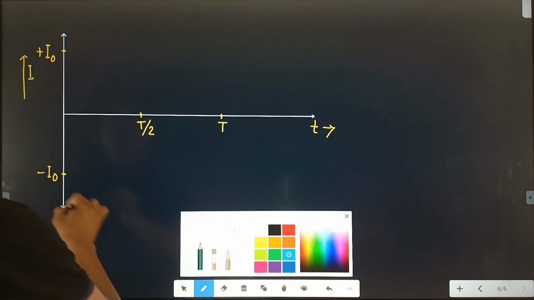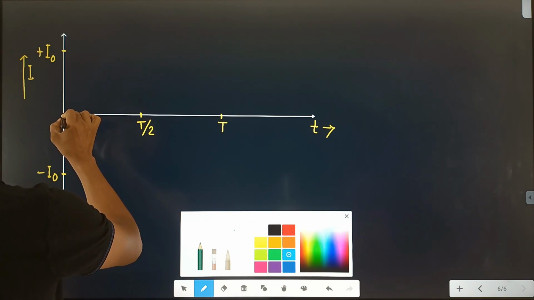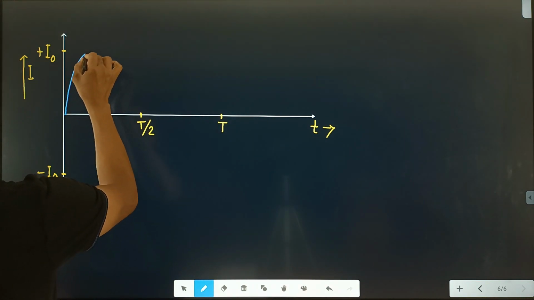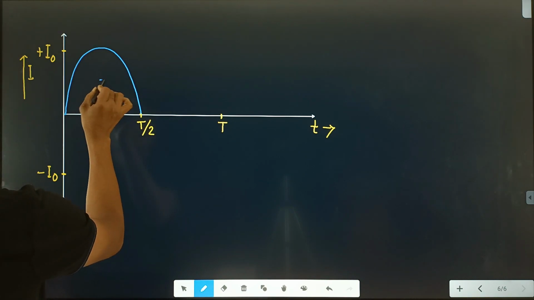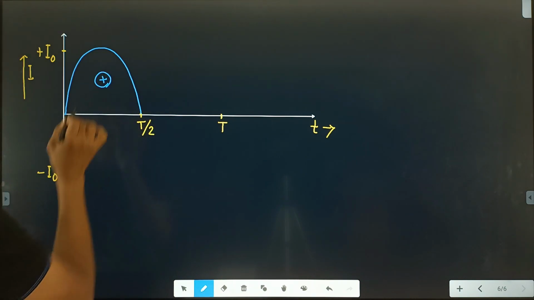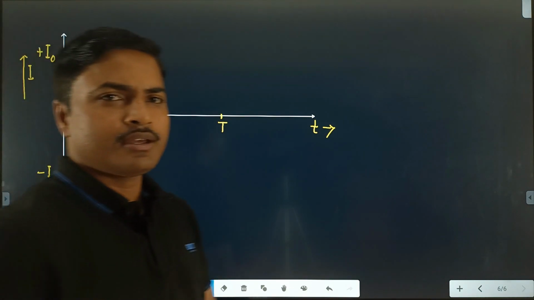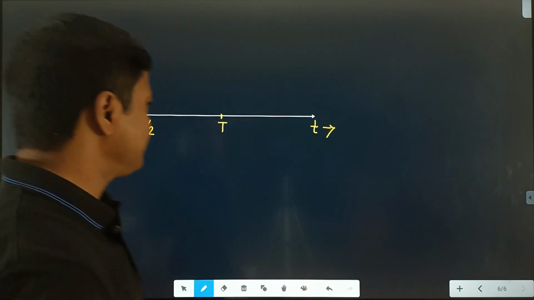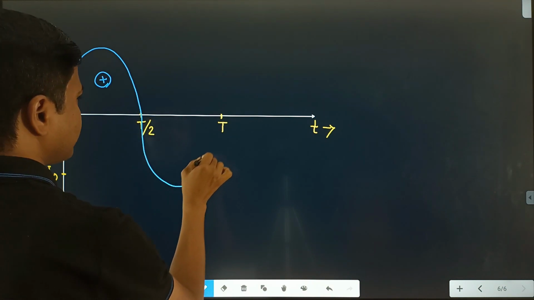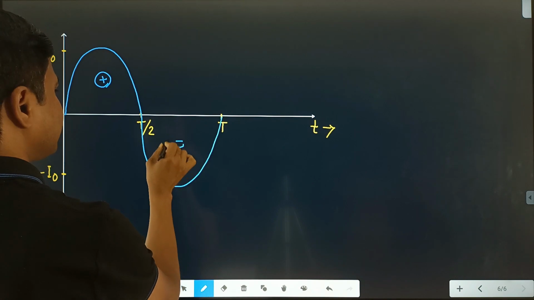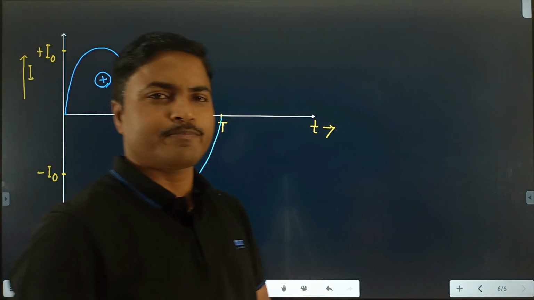Now you draw the alternating current. This is the half cycle, and the half cycle is situated on the positive side. And after T by 2 time, its direction is reversed. Reverse means the current is situated on the negative side. This is the negative side, and this is the waveform of alternating current. Clear?